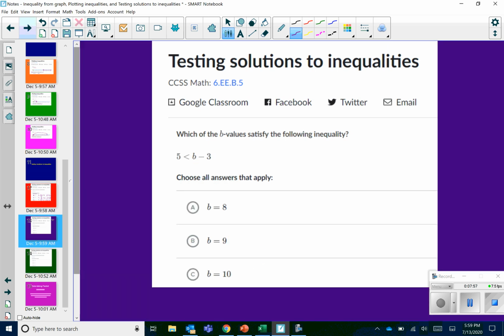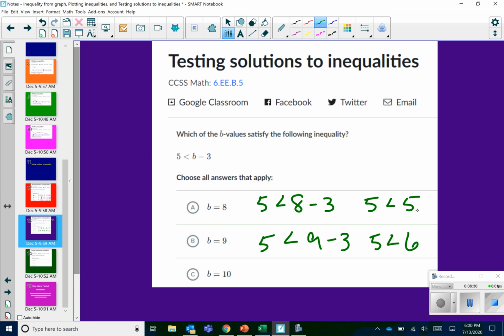Let's try another one. Which of the following B values satisfy the following inequality? So again, we're just going to go through and plug it in. So we've got 5 is less than 8 minus 3. Well, 8 minus 3 is 5, so that means that 5 is less than 5. For the next one, we've got B equals 9, so let's go ahead and plug that one in. So we've got 5 is less than, well, 9 minus 3 is 6. Is 5 less than 6? Yes, so that one would work.